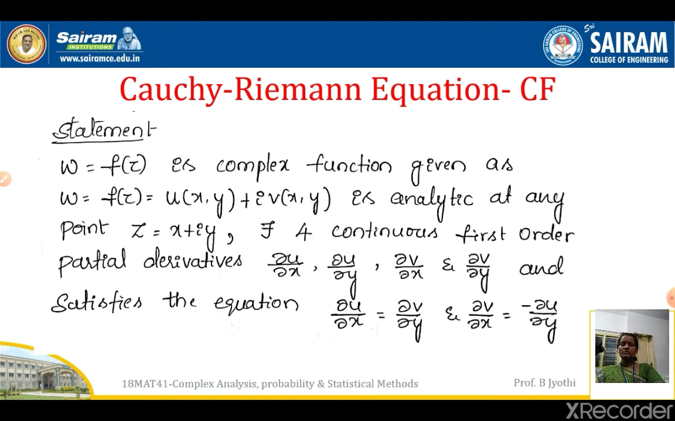Next is the Cauchy-Riemann equations, which is a very important derivation, which we are going to derive in the Cartesian form. The statement of this is: w equals f of z is a complex function given as w equals f of z, that is u of x y plus i v of x y, is analytic at any point z equals x plus iy. There exist four continuous first order partial derivatives, dou u by dou x, dou u by dou y, dou v by dou x and dou v by dou y, and satisfies the equations dou u by dou x equals dou v by dou y and dou v by dou x equals minus dou u by dou y.